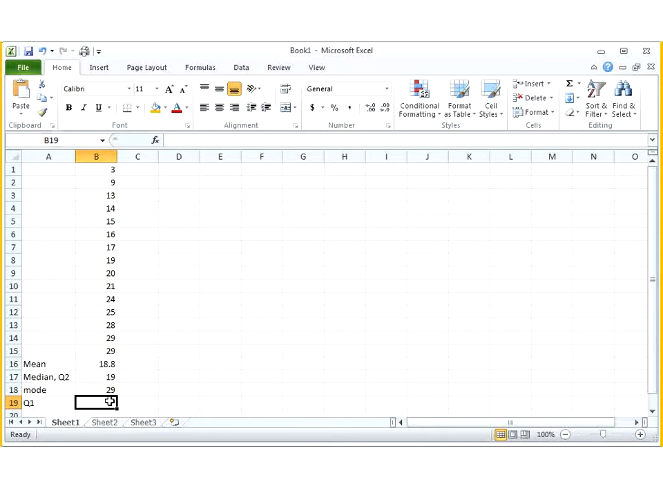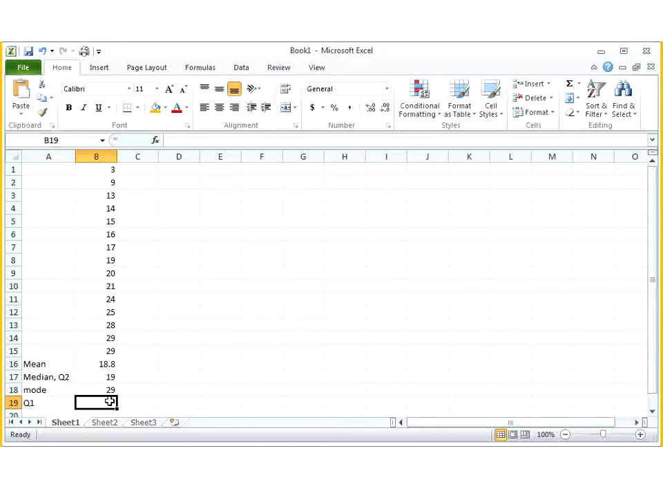So what are you supposed to do? Find the median of the first group, 1 through 7. You guys okay with that? Group 1 through 7, okay. So we're going to find the median of 1 through 7.